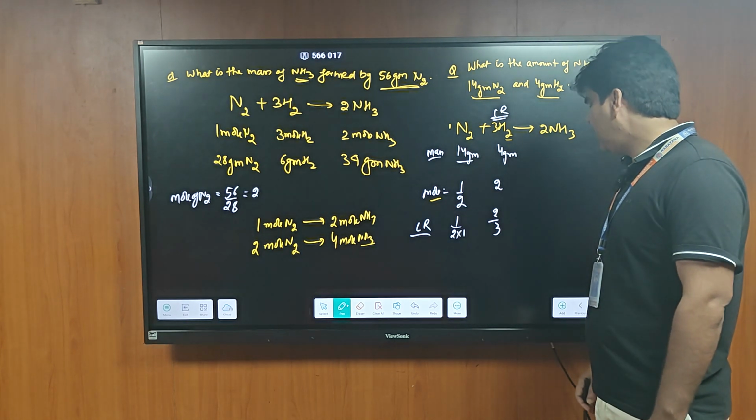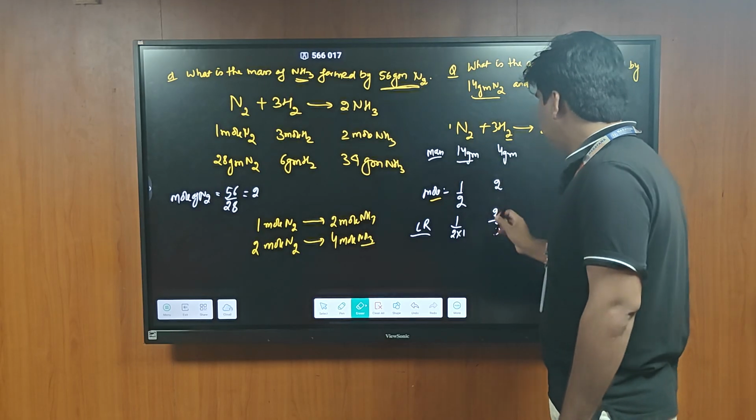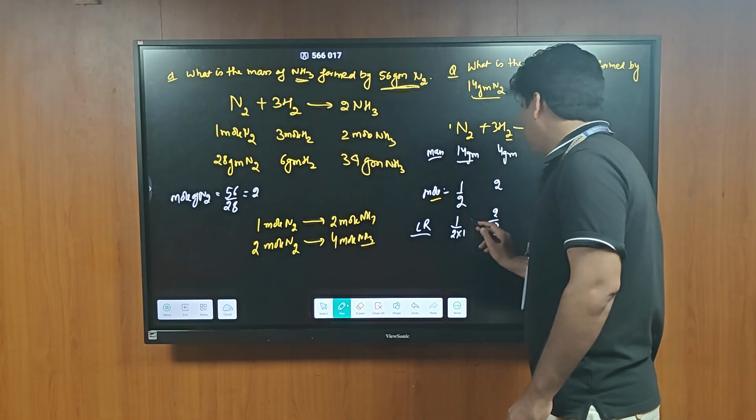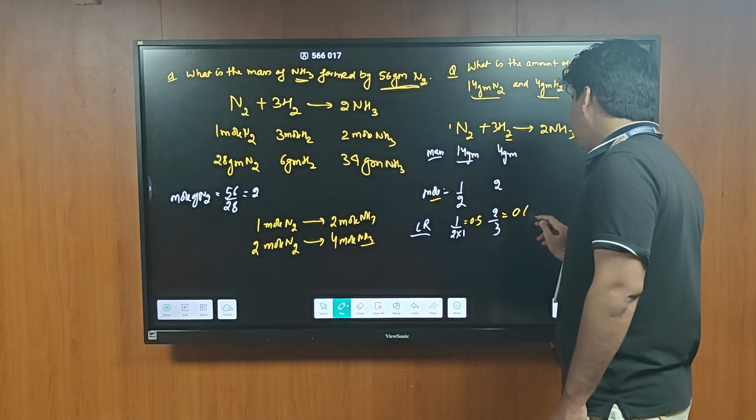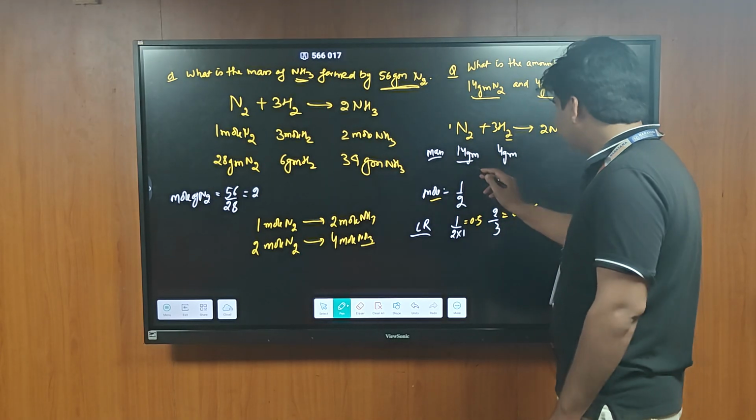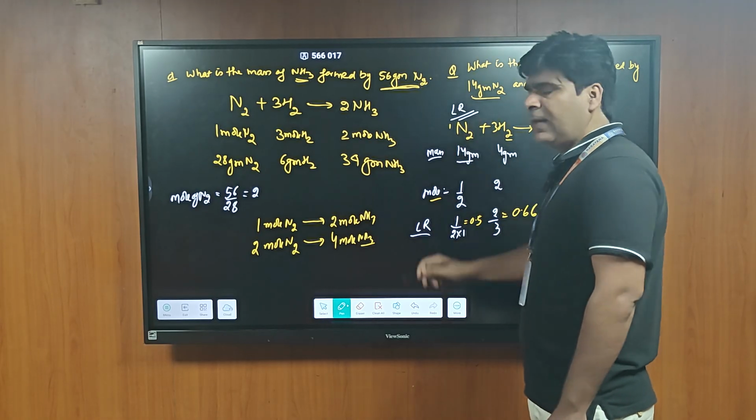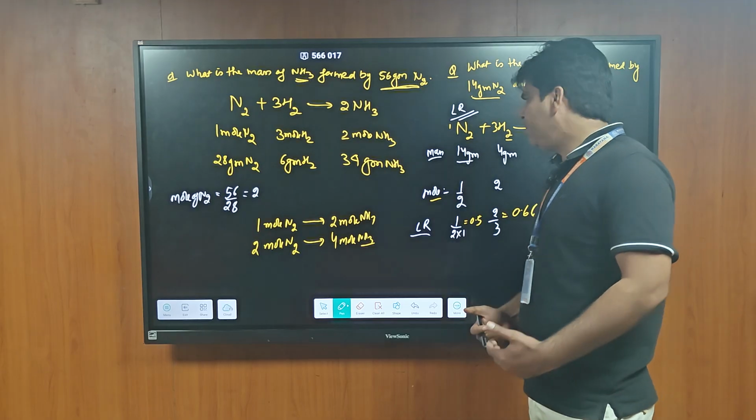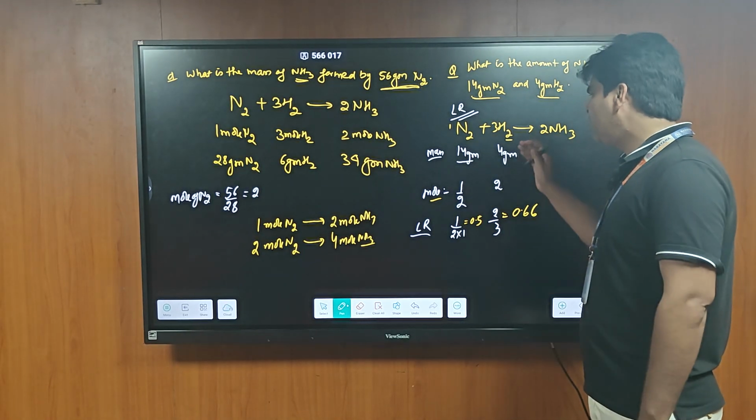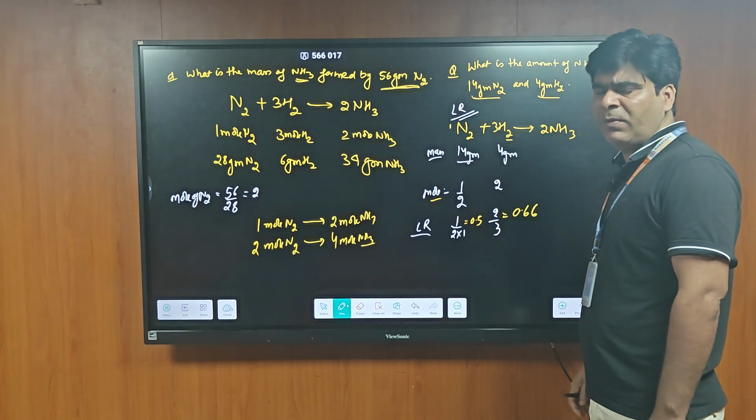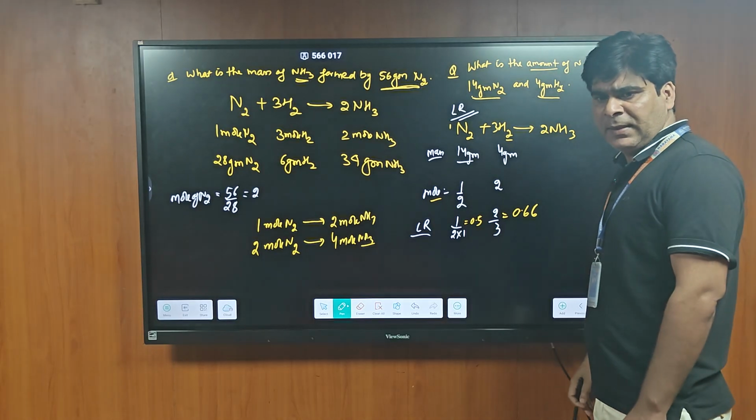Again, which is lesser in amount? This will be 0.5 and this will be something like 0.66. So this is lesser in amount. Then in this reaction, N2 is LR. This is the process of how we find the LR. First we just focus on finding LR, then we'll proceed further to calculate the amount of ammonia formed or whatever it is.